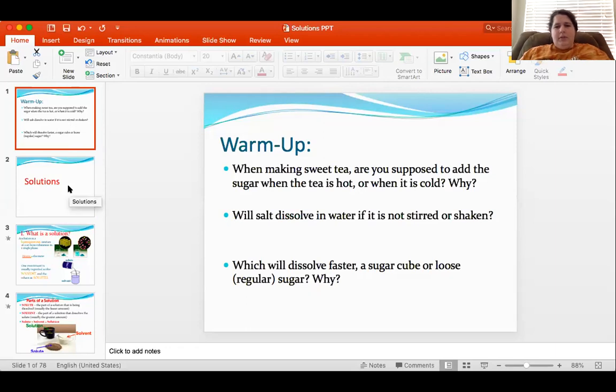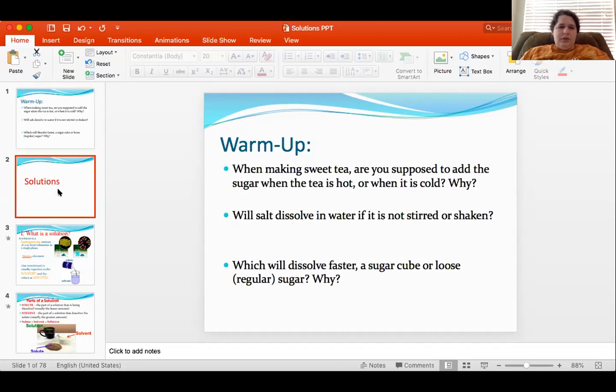When you're making sweet tea, are you supposed to add the sugar when the tea is hot or when the tea is cold? Why? Will salt dissolve in water just by itself, or do you have to shake it or stir it? And which is going to dissolve faster, a sugar cube or loose granulated sugar that you would get out of a packet? Those are some things that we're going to be thinking about as we talk about solutions.